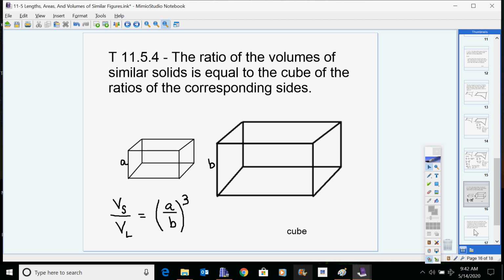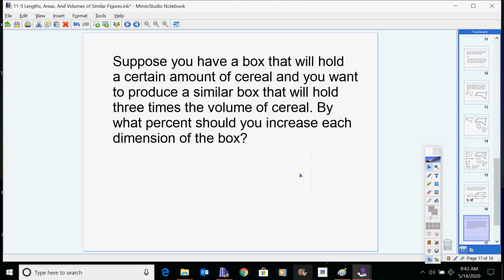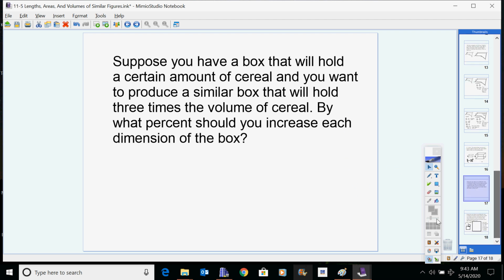So I've got this problem here to deal with. It's got a lot of words in it, and it does deal with a percent. So let's do this. You have a box that's going to hold some cereal. And I've noticed this so many times when I go to the store. They mess around with the sizes to make it kind of appear as if you're getting the same amount, even though the numbers on the side say it's different, because they're trying to psychologically trick you into thinking you're not paying more when you are. So they actually do stuff like this. But you have a box that's going to hold a certain amount of cereal. You want to produce a similar box that will hold 3 times the volume of the cereal. By what percent should you increase each dimension?